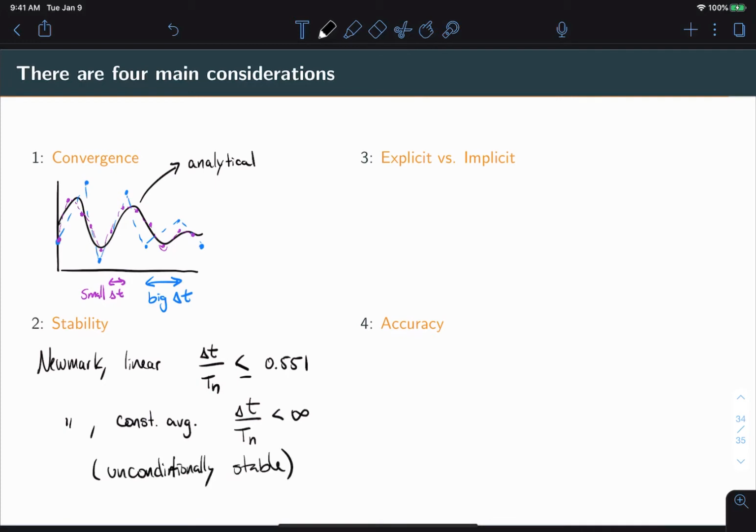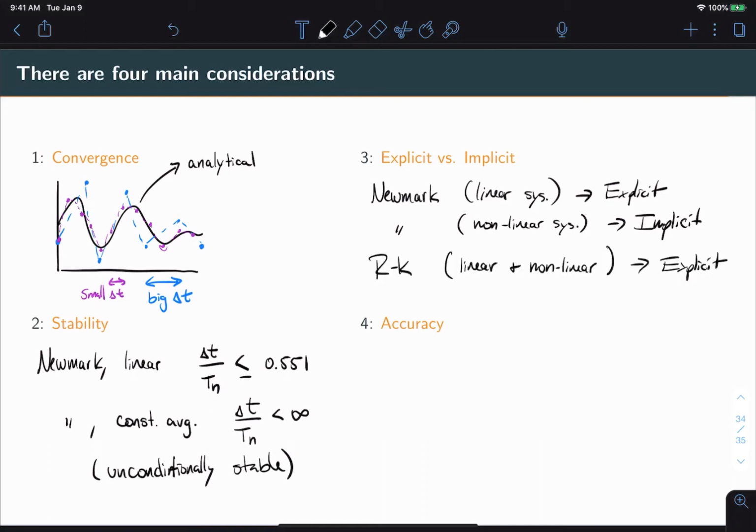Now, the explicit versus implicit consideration has to do with computational time. If you recall, Newmark's method was explicit for linear systems, but had to be implicit for nonlinear systems. This means that it had to iterate at each time step to obtain a convergent solution. On the other hand, the Runge-Kutta method was explicit for both linear and nonlinear systems. This means we expect Runge-Kutta to be a much more computationally efficient algorithm for nonlinear systems.